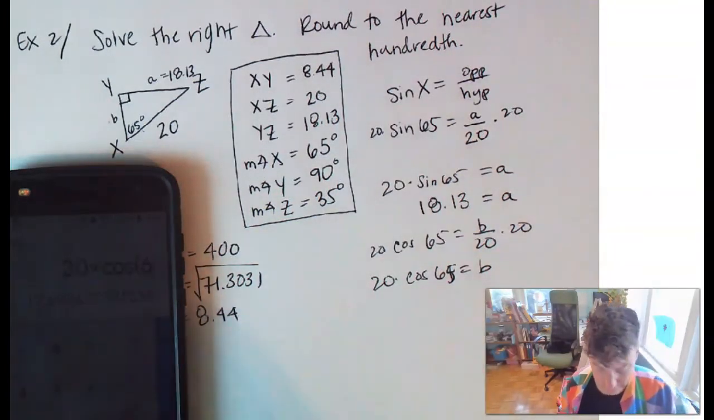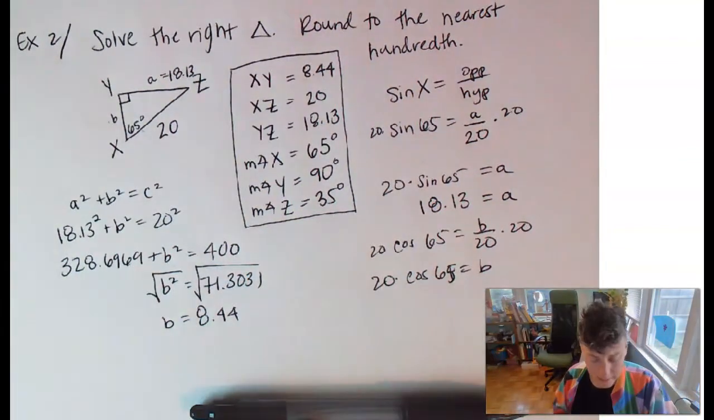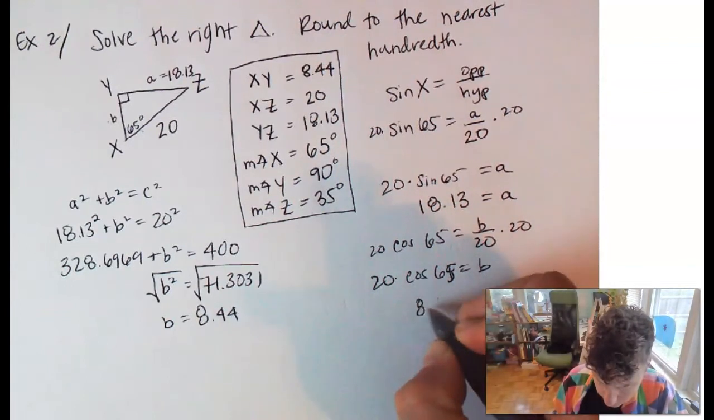Cool. All right, beautiful people. That's it. That's solving right triangles. Bunch of geniuses. You guys are going to get it. Because you're a bunch of geniuses.